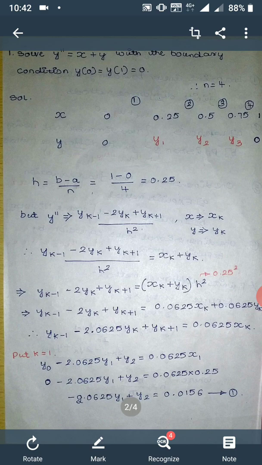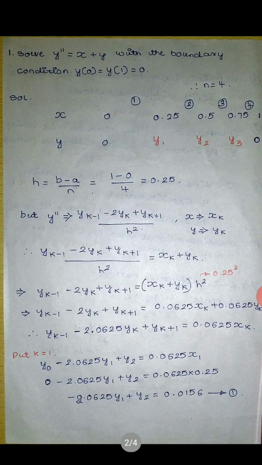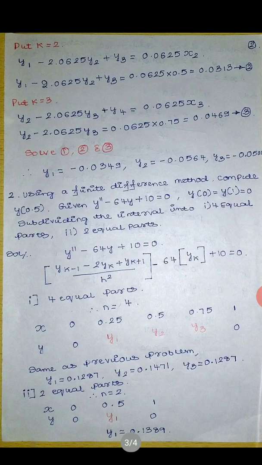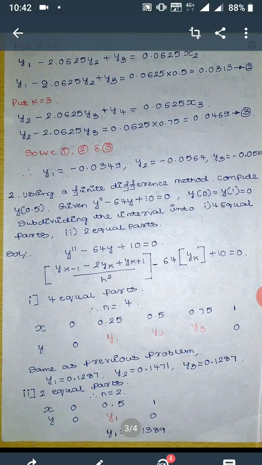And the final first equation what we get is minus 2.0625 y1 plus y2 is equal to 0.0156. So that is the first equation. Next, substituting the value of k as 2, the equation we develop is y1 minus 2.0625 y2 plus y3 is equal to 0.0625 times x2, where the value of x2 is 0.5. On multiplying, what we get is 0.0313. So let's call that equation number 2.